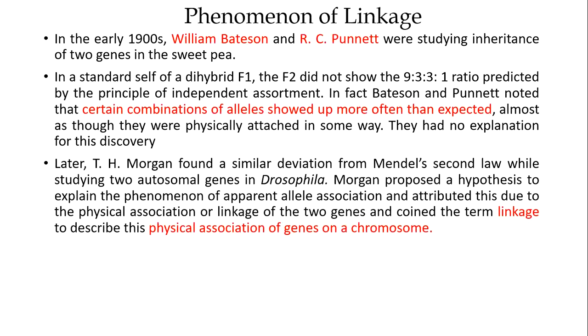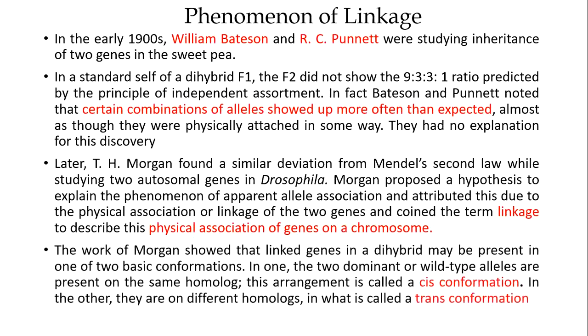Later, T.H. Morgan found a similar deviation from Mendel's second law while studying two autosomal genes in Drosophila. Morgan proposed a hypothesis to explain the phenomenon of apparent allele association and attributed this due to the physical association or linkage of the two genes, and coined the term linkage to describe this physical association of genes on a chromosome. The work of Morgan showed that linked genes in a dihybrid may be present in one of two basic conformations. In one, the two dominant or wild-type alleles are present on the same homologue. This arrangement is called a cis conformation. In the other, they are on different homologues, in what is called a trans conformation.